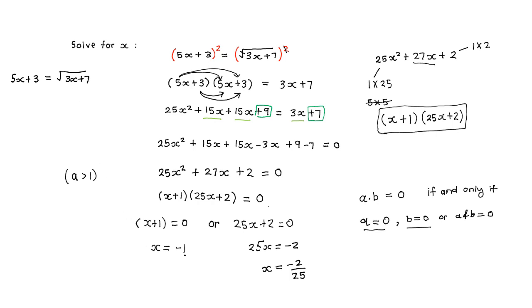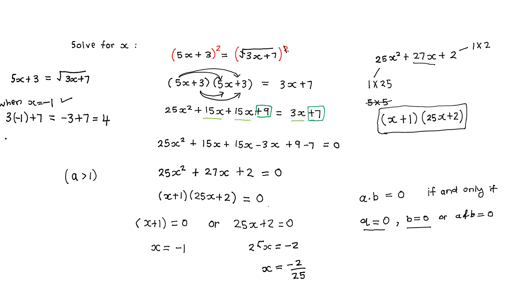So now we need to test both of these x values to see that they don't give us a negative underneath the square root. So if we look at when x is equal to minus 1, 3 times minus 1 plus 7 is going to be equal to negative 3 plus 7, which is a 4. So minus 1 is fine.